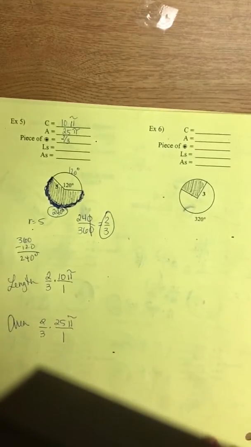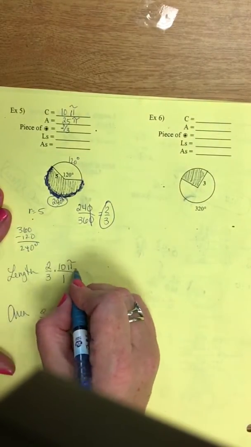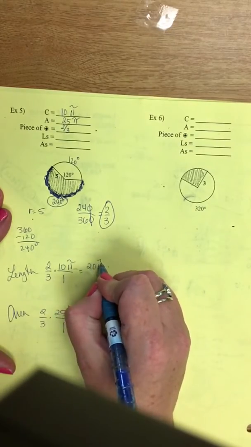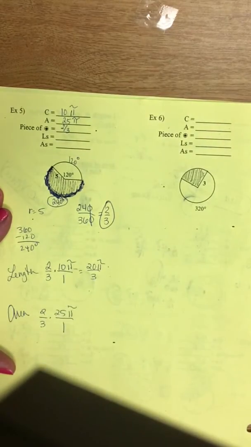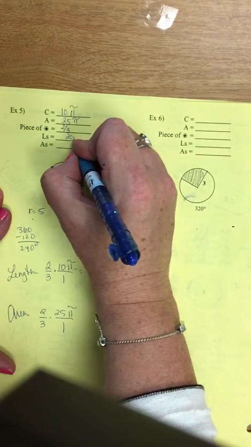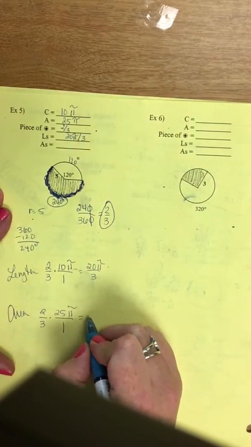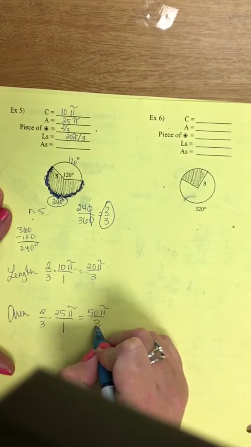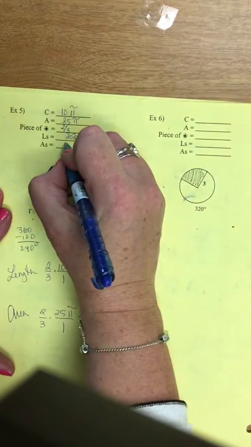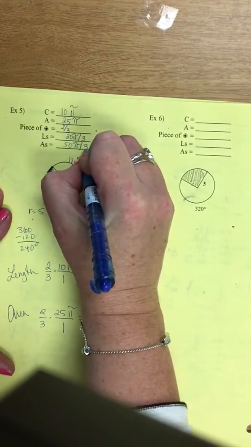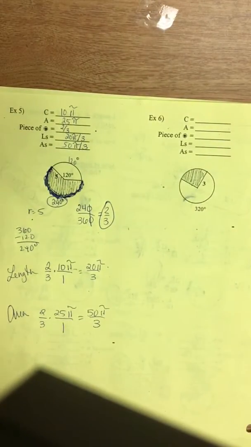Can you do this math? Let's see. Multiply across. 20 pi over 3. Can I reduce that? No, so it stays. 20 pi over 3. I know it looks weird. This one, 50 pi over 3. Can you reduce that? No, so it stays. 50 pi over 3. You're done.